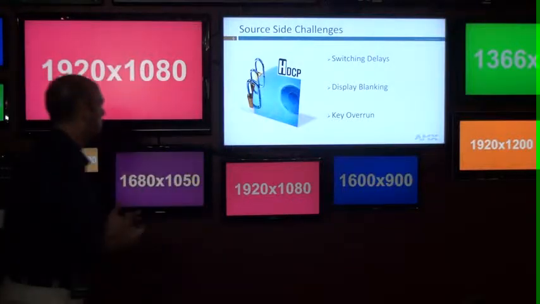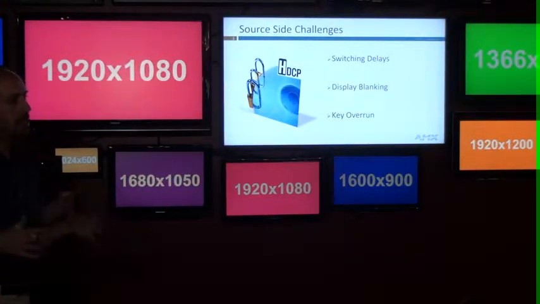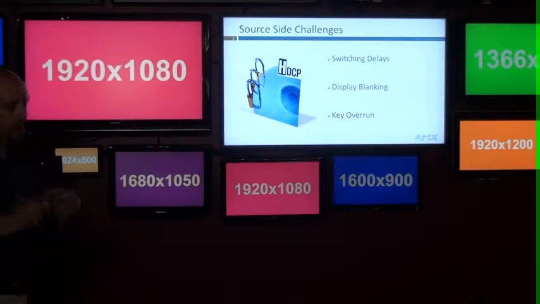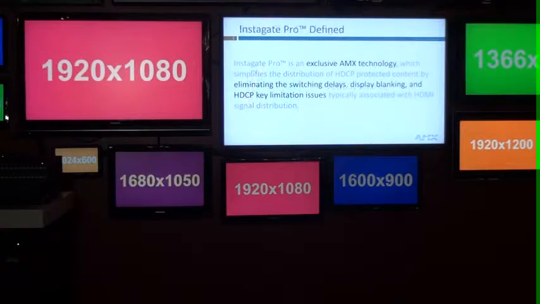Pro. This was a pretty big deal. So we came up with an exclusive technology. We call this Instigate Pro. So this is an AMX exclusive technology. Basically what it is, it's a specific type of algorithm, if you will. It's a dialogue that we have.